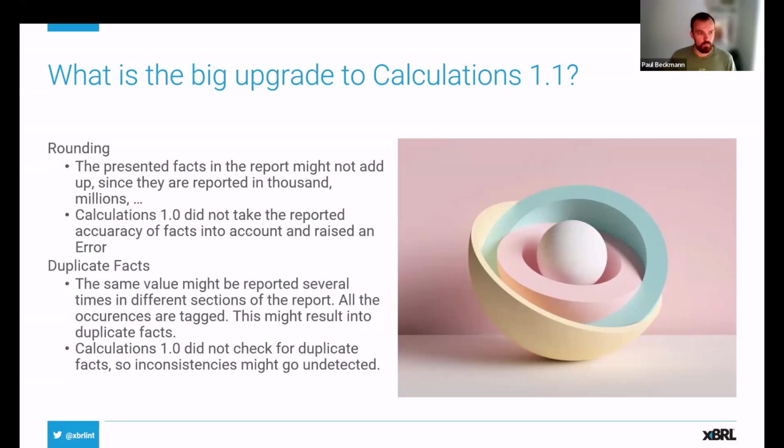Another thing Calculations 1.0 was not capable of was checking for duplicate facts. So if different or the same values have been reported for one tag over the whole report, before, there were no error messages coming up. With Calculations 1.1, this will change as well.